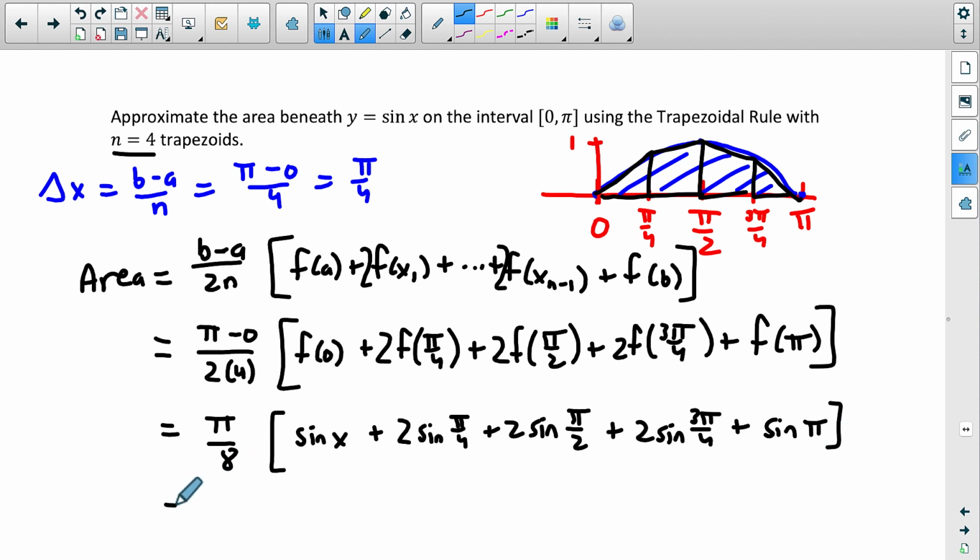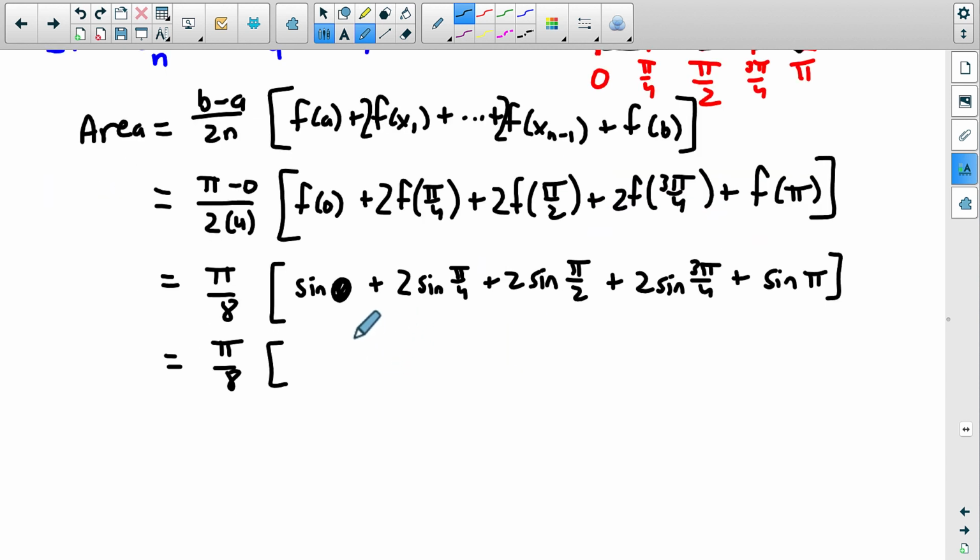Okay, so we'll leave the pi over 8. Sine, gosh, I'm really having troubles, aren't I? I was supposed to put 0 in here, since that's the first term. What was the x? What am I doing? So at 0 degrees, or 0 radians, sine is 0. Plus 2 times. At pi over 4, that's 45 degrees, what's sine? Root 2 over 2. Plus 2 times. At 90 degrees, pi over 2 is 90 degrees, what's sine?